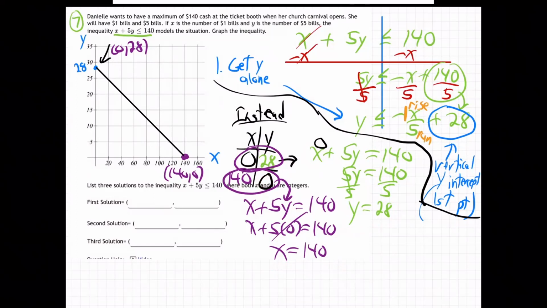Now, last thing is we have to do the shading. Which way is the shading going to go? Well, you know how to do the shading, right? It's telling you right here. Y is less than or equal, right? Right there. Y is less than. Where's the lesser stuff? You know, it's below the line.